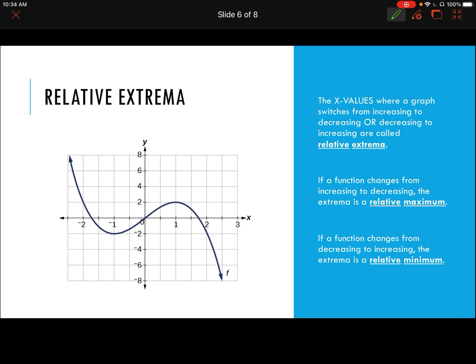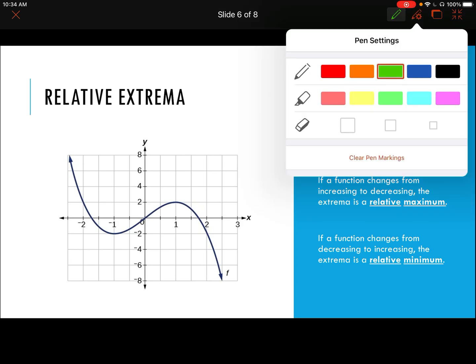Those places are called relative extrema. If a function changes from increasing to decreasing, that means the point is going to be a relative maximum. And if the function changes from decreasing to increasing, that's going to be a relative minimum. We can see this on the graph.